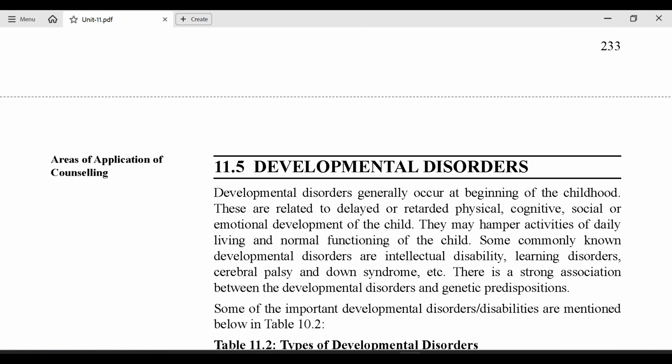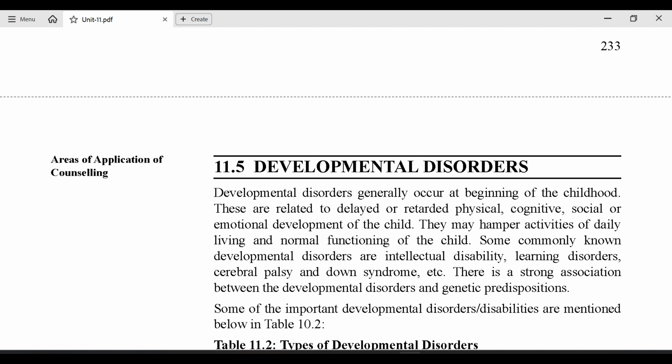11.5 Developmental disorders. Developmental disorders generally occur at the beginning of childhood. These are related to delayed or retarded physical, cognitive, social, or emotional development of the child. They may hamper activities of daily living and normal functioning of the child. Some commonly known developmental disorders are intellectual disability, learning disorders, cerebral palsy, and Down syndrome, etc.